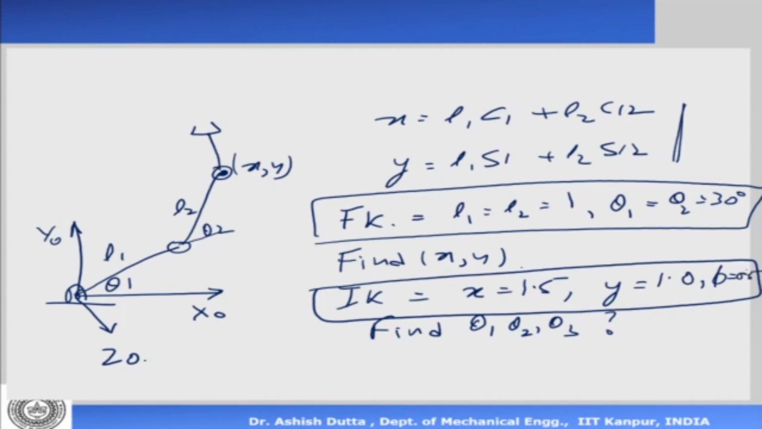Now I hope you understand. How would you do that? You take the values of x and y, I said it is 1.5 and 1, and then try and solve for theta 1, theta 2. So this is the meaning of forward kinematics and inverse kinematics.